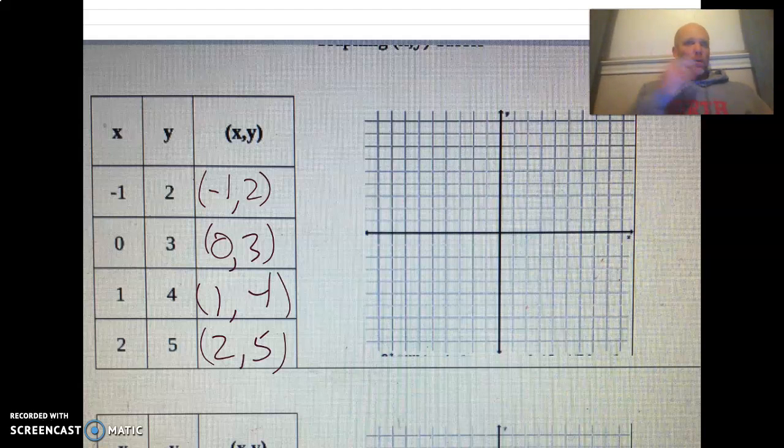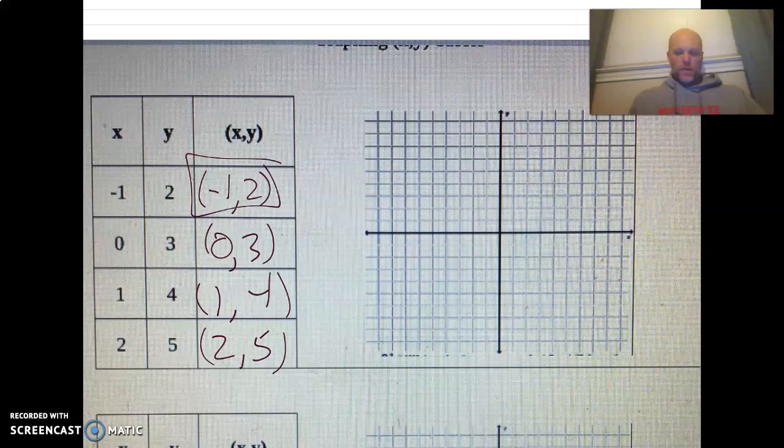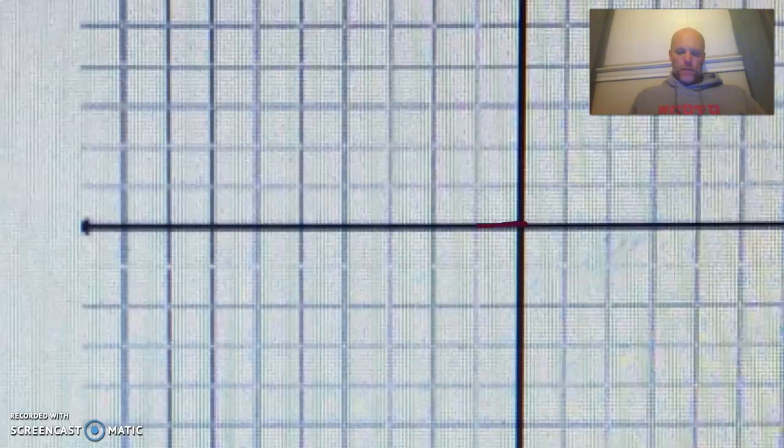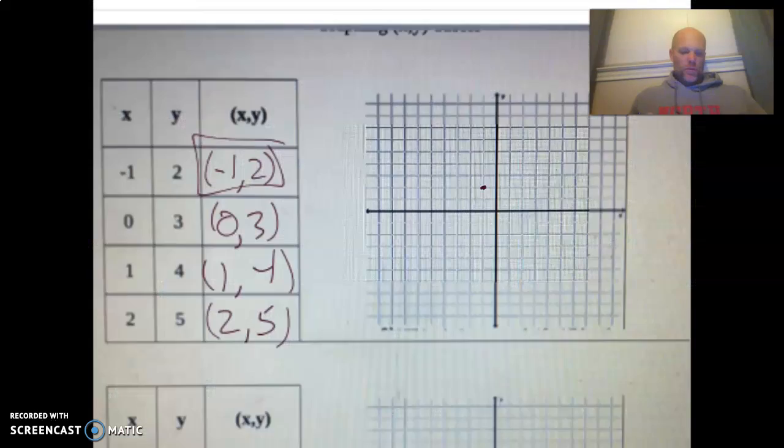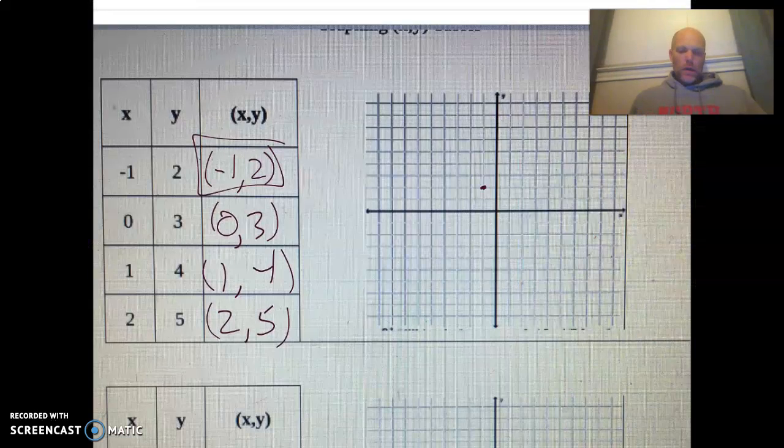All right, so all we're going to do is graph this and then draw a straight line. So I like to do just 2 points, possibly the furthest ones away, and then draw the line and check the other points to that. So let's start with this one right here, -1, +2. So I'm going to go -1, +2. So that is right there. That's the first point. And the next one is +2, +5.